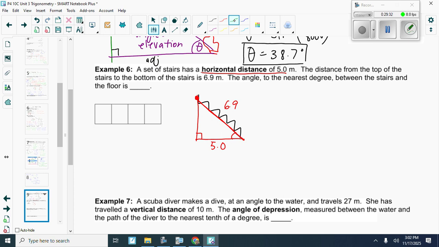Now you're ready to label your diagram. Across from my right angle, that's my hypotenuse. Opposite the angle, over here, that's my opposite. Touching the angle, this is my adjacent. So if I'm trying to find that angle, what trig ratio am I going to choose? I heard someone going, yes. Adjacent over hypotenuse, so we're going to do cosine.